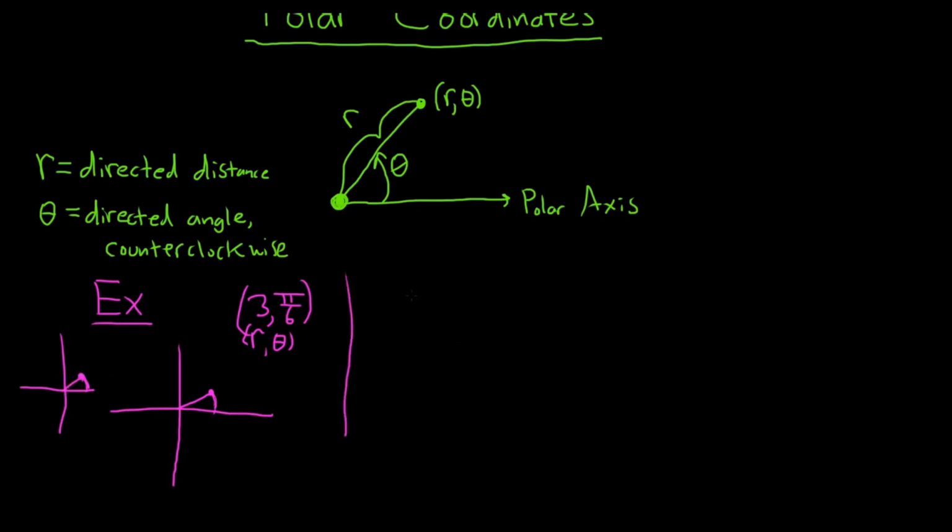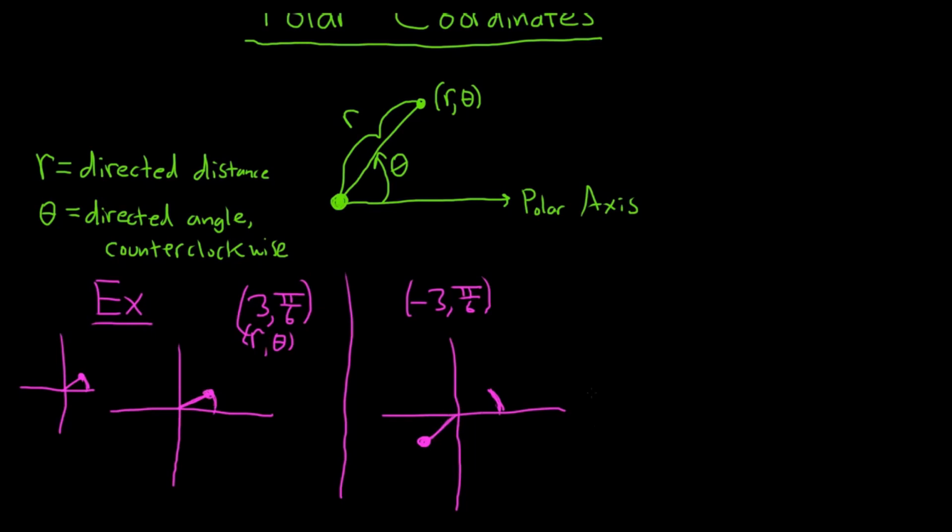If instead we had negative 3 comma pi over 6, it's the same thing, you first travel theta. So you first go pi over 6, so maybe we're here. There's our pi over 6. But r is negative, so you go the other way, and so that would be your point. So if r is positive, you go up to where the angle ends. If r is negative, you go the other way.